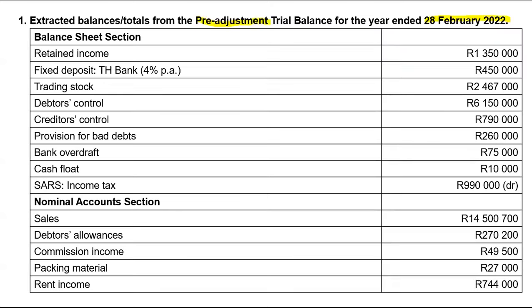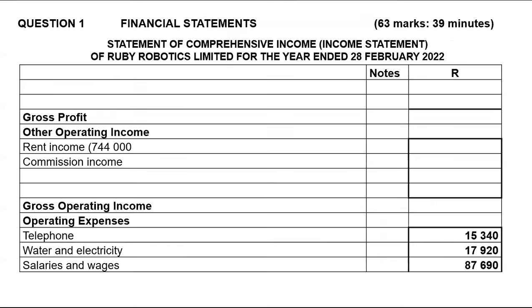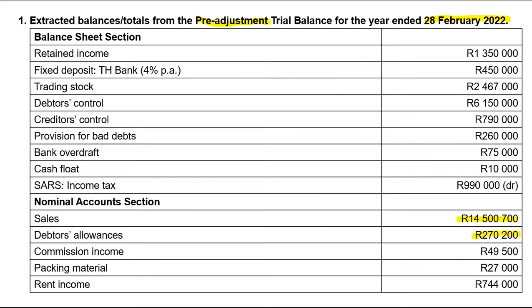And the first thing that I'm going to do is to go to my nominal accounts section. And in my nominal accounts section, I will actually pay attention to everything under nominal, which is your sales as well as debtors allowances. You have learned already that these two, we are going to take them to the statement of profit or loss. We will start with sales, and then we're going to have cost of sales. But from sales, you will have that 14,500,700. And when I look at this, I only have debtors allowances. I do not have cost of sales. There's no cost of sales here.